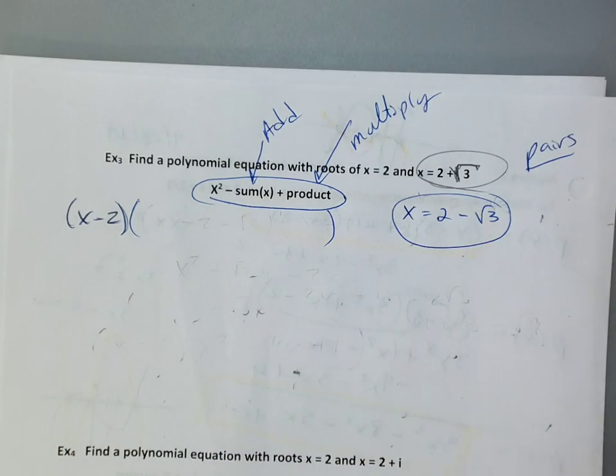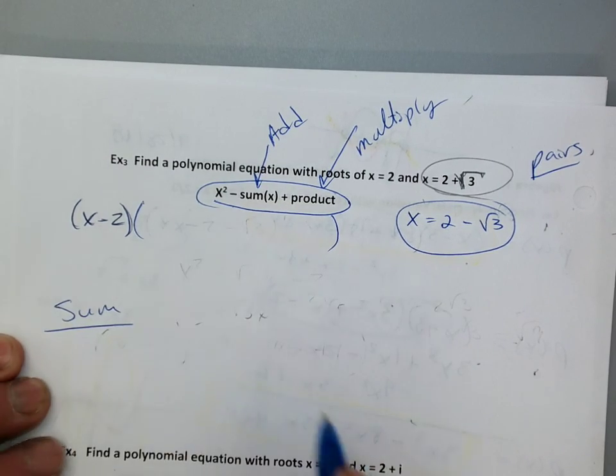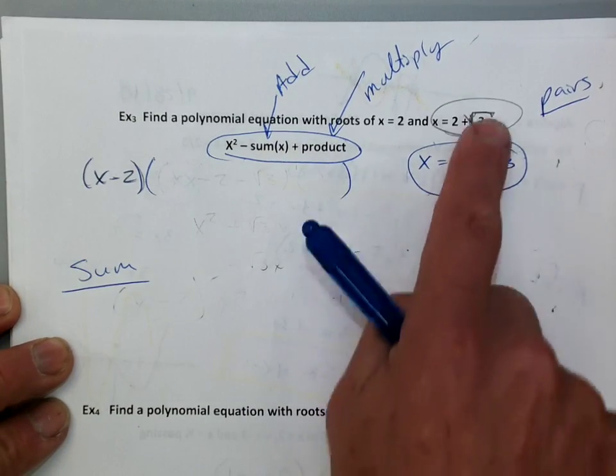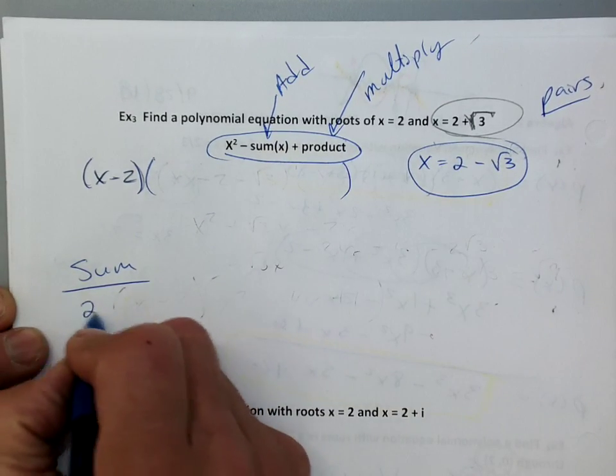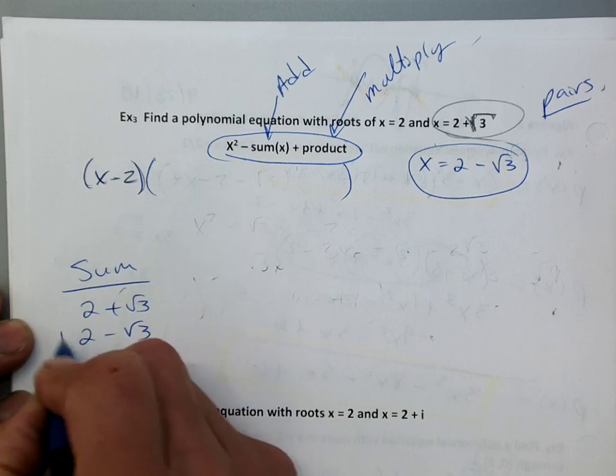This is actually pretty easy. Seems hard, but it's actually pretty easy, okay? So if I do the sum, let me do the sum over here. And this works for these types of numbers. So the sum is really going to be a 2 plus the square root of 3 and a 2 minus the square root of 3, and sum means to add them up, okay?